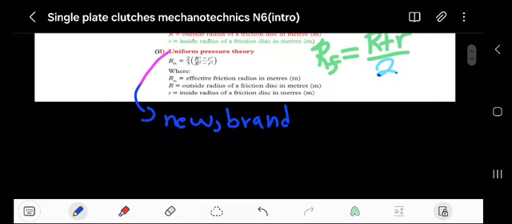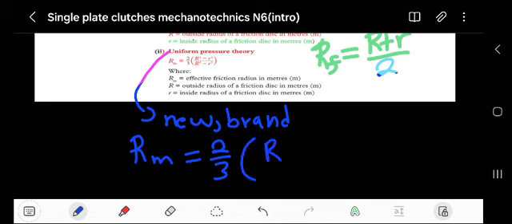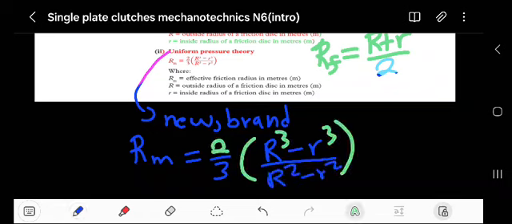As you can see here, the effective radius, as I've highlighted, will be given by effective radius RM. RM is 2 over 3 into R cubed minus r cubed over R squared minus r squared. As you can see, this is how we calculate RM.